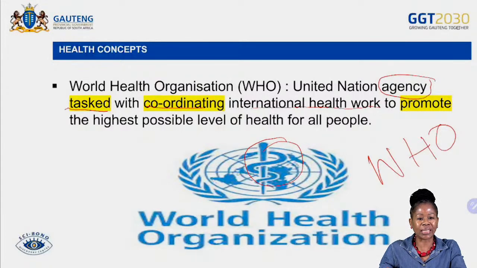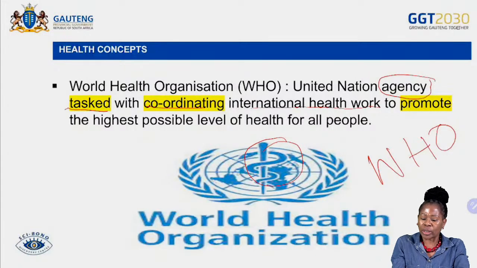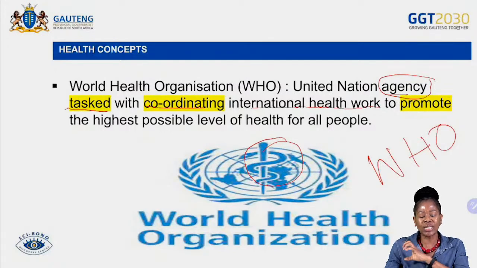All the continents, 7 of them, with all the nations in them. We've got this agency that is tasked with coordinating international health work to promote the highest possible level of health for all the people. They know we are visiting country to country. Now it is their responsibility to make us aware which disease it is, or what we must do if ever we have that type of situation in any country around the world.